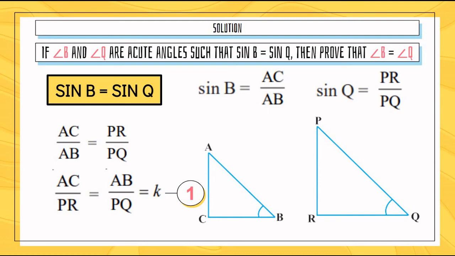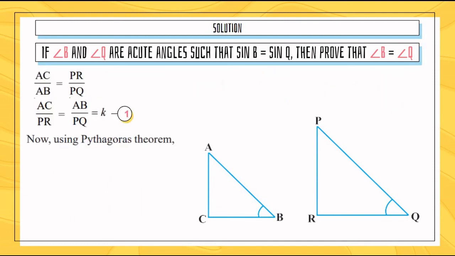Alright. Now let's again bring our friend Pythagoras and ask him the Pythagoras theorem. Now we can use the Pythagoras theorem, and we know that BC will be equal to root of AB square minus AC square. If you look at the triangle ABC, BC would be the base.